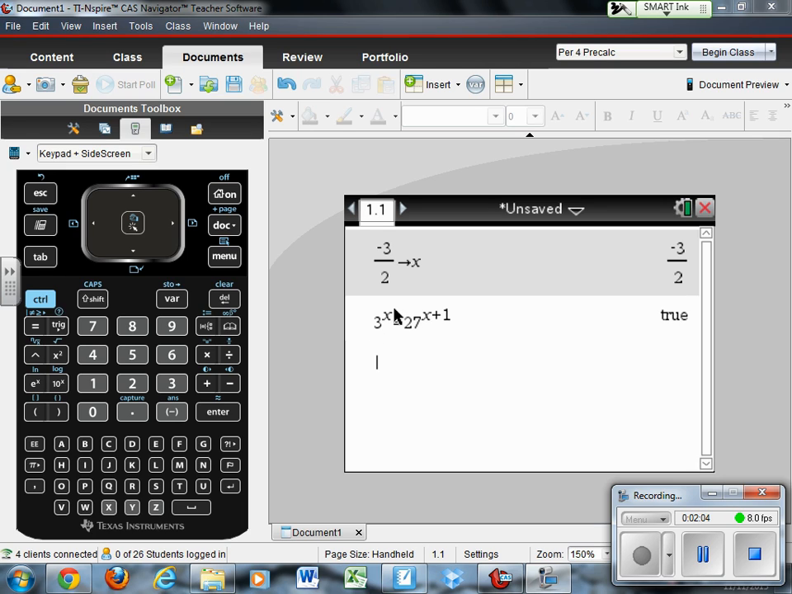And I type in 3 to the x equals, and my equal sign is under the control here, equals 27 to the x plus 1, and it picks up those values for x that I just stored, and it says true. In other words, that's a true statement. If I use that value for x, this side equals that side. So that's a really good way to check.